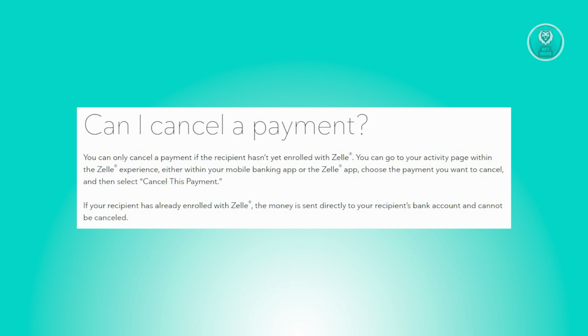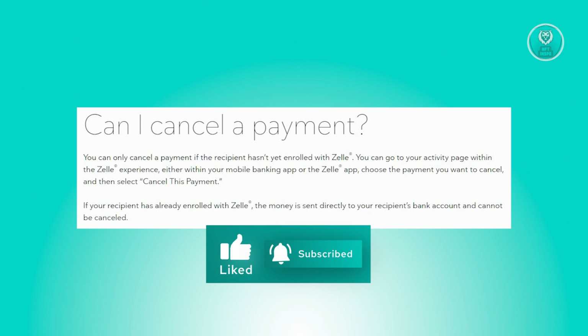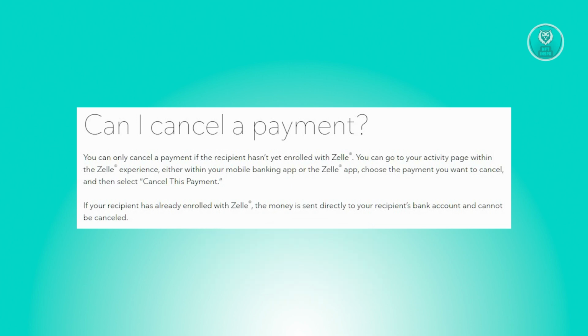Now you can access your activity page within the Zelle interface, which is available through either your mobile banking app or the dedicated Zelle app. From there, you can select the specific payment you wish to cancel and then choose the option that says cancel this payment.